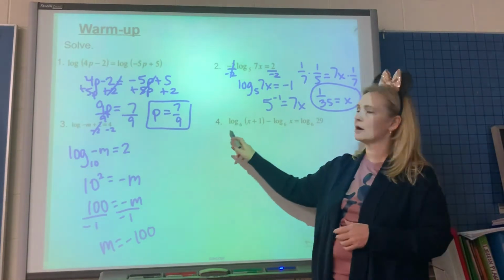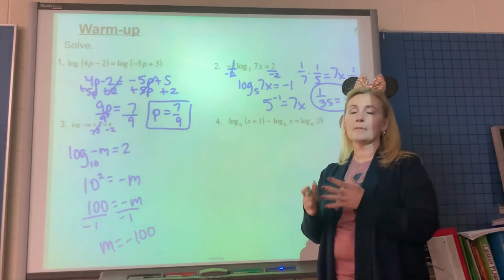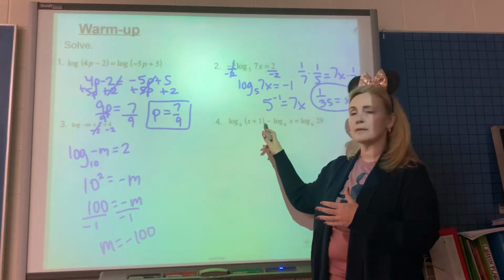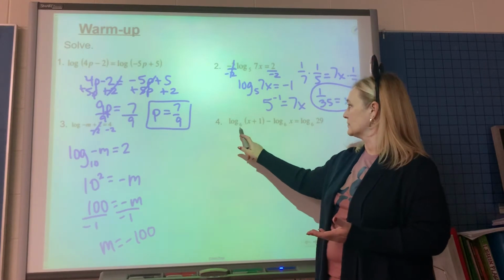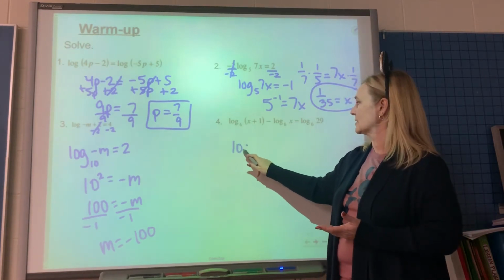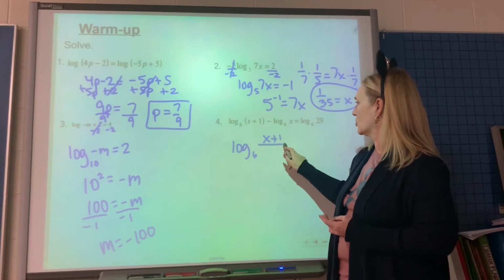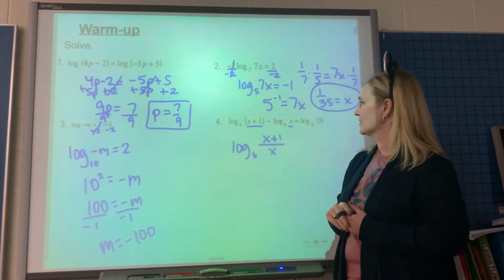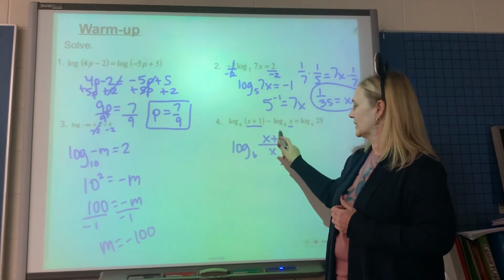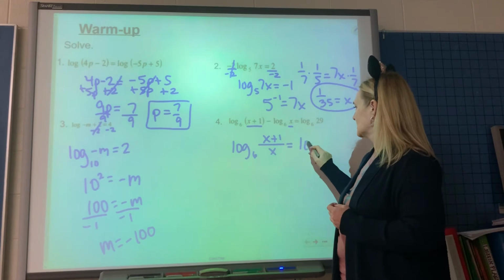Okay, this one looks like a lot. Whenever you have two logs on the same side, that means you can write them together with one log. It's got minus in the middle. Minus goes with division. So these both have the same base. We're going to rewrite that as log base 6. This goes on top, x plus 1, over, this one goes on the bottom. So we've put this and this together as a fraction since they both had log base 6 with the minus in the middle. Minus means division. This side stays the same.